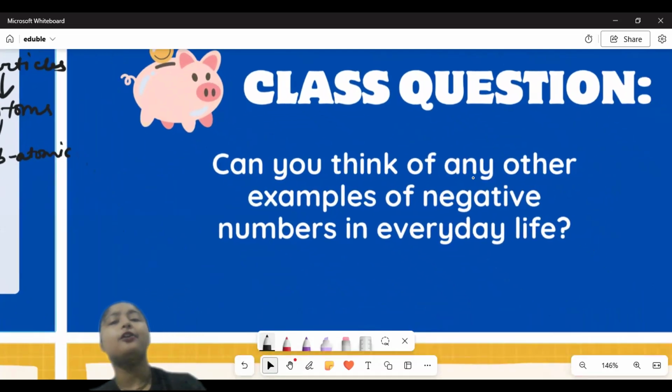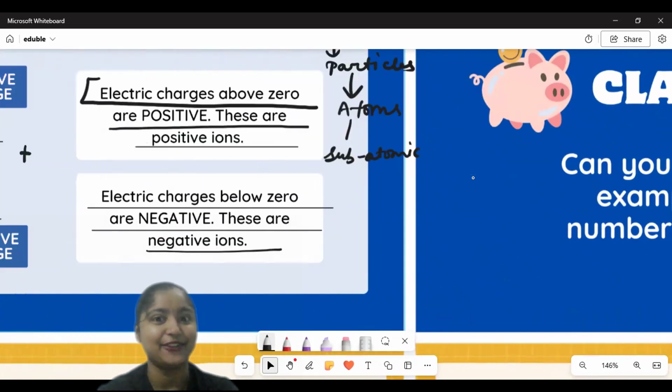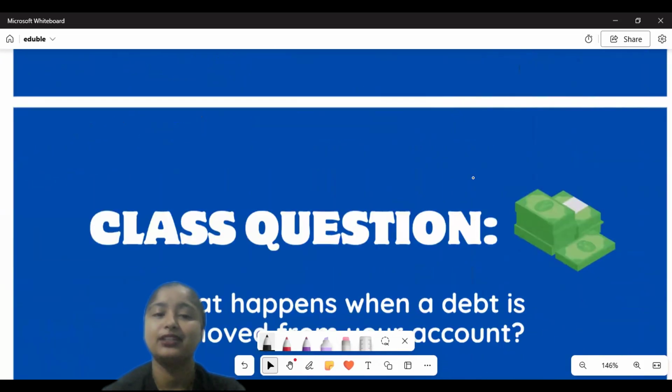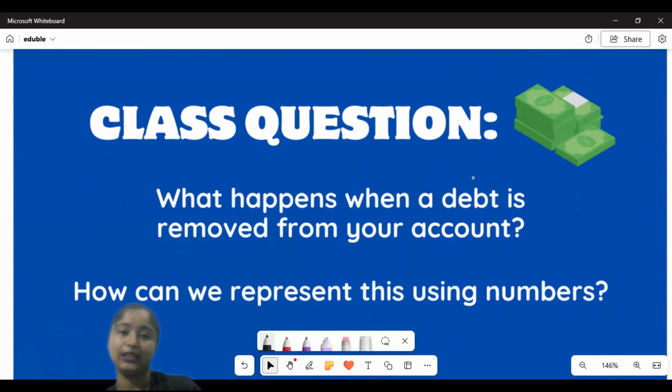Now, can you think of any other examples of negative numbers in everyday life? Okay, so whatever you've thought, just comment down. Now, let's take a question. So, what happens when a debt is removed from your account? How can we represent this using a number?